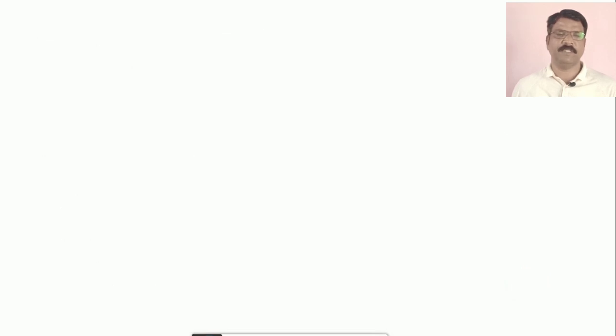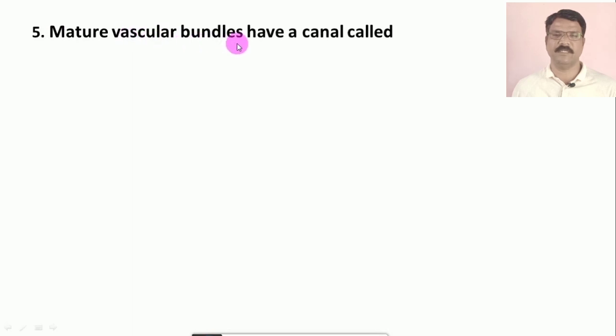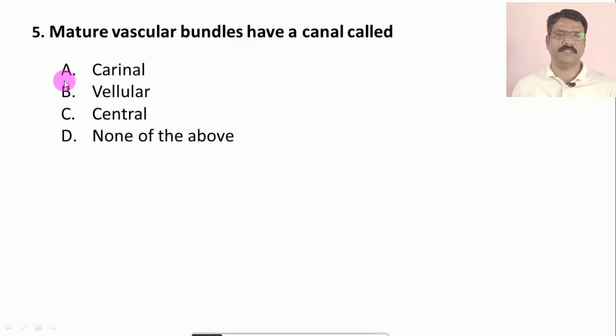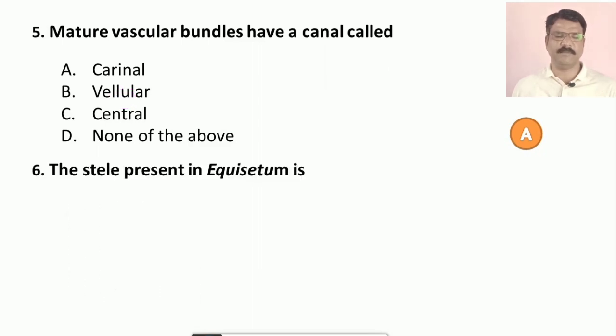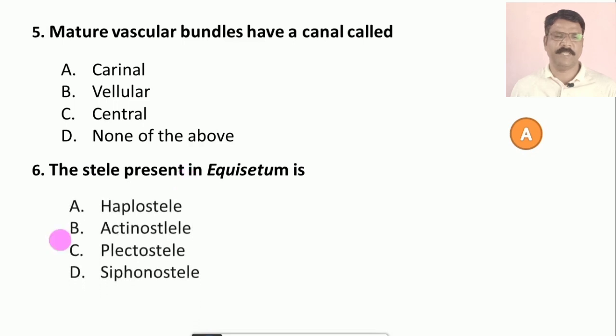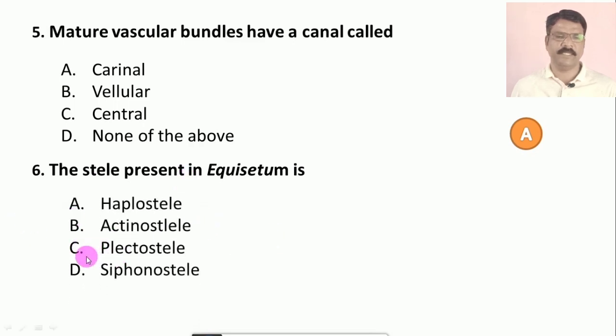Question number 5: mature vascular bundles have a canal, it is called as. Options are A. carinal cells, B. vesicular cells, C. central cells, and D. none of the above. The correct option is A, carinal cells, or carinal canal. Question number 6: what kind of stele is present in the Equisetum aerial stem? A. haplostele, B. actinostele, C. plectostele, and D. siphonostele. The correct answer is D, siphonostele.